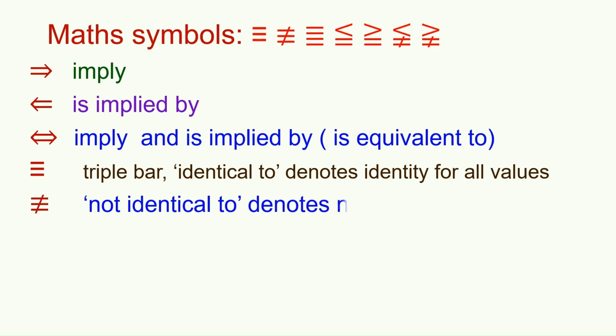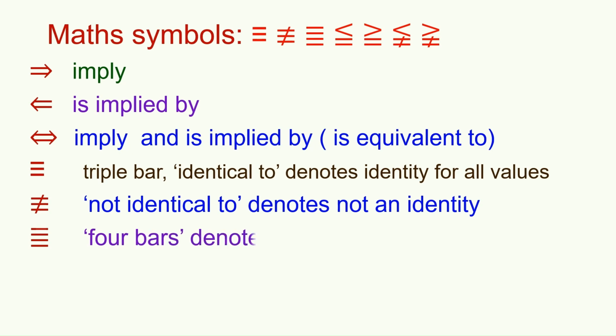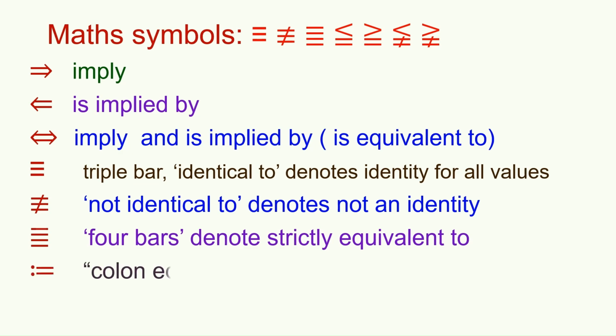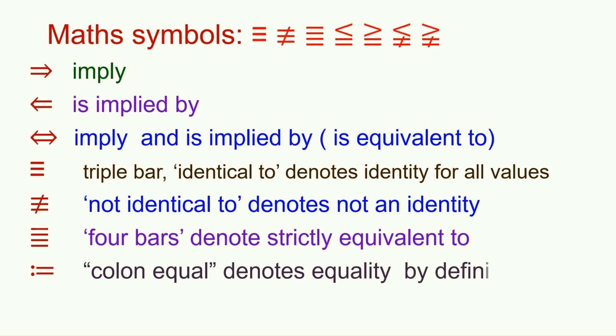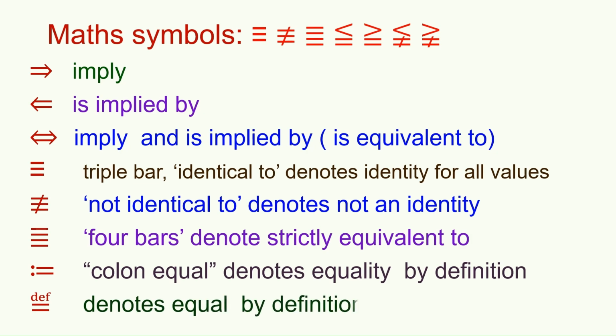Triple bar with slash, not identical to, denotes not an identity. Four bars denote strictly equivalent to. Colon equals sign denotes equality by definition. Def over equals sign also denotes equal by definition.